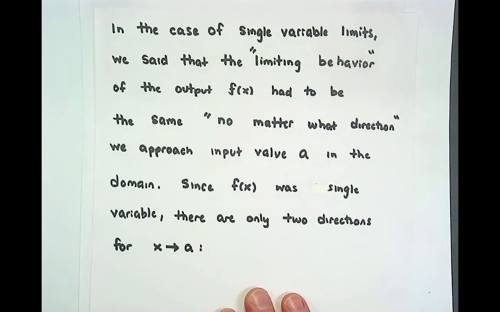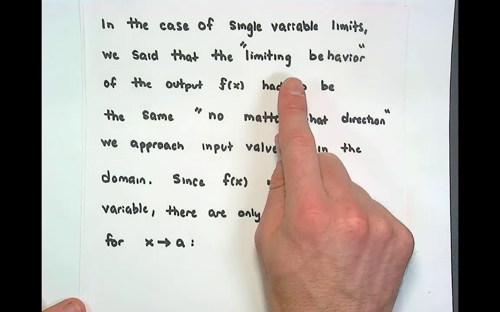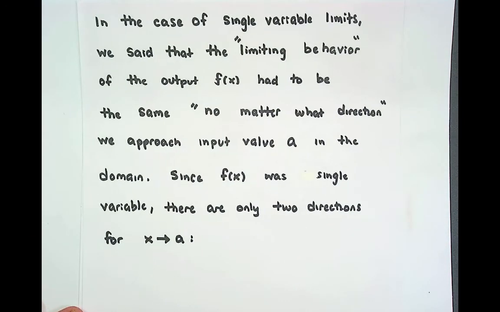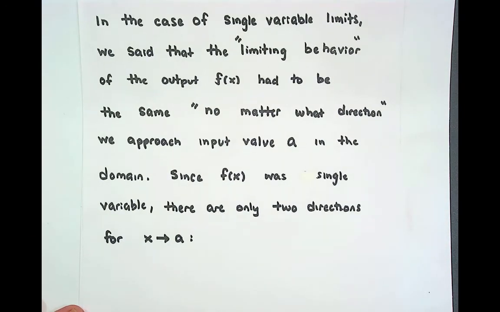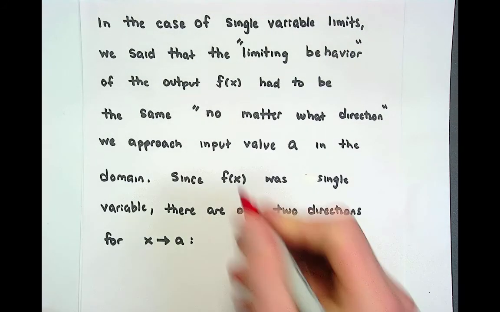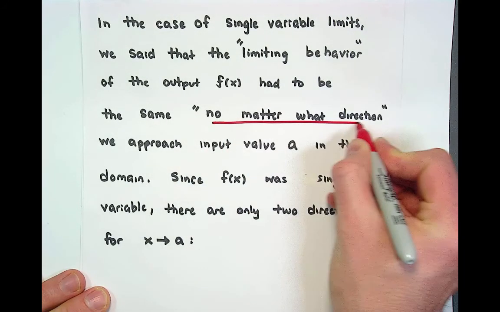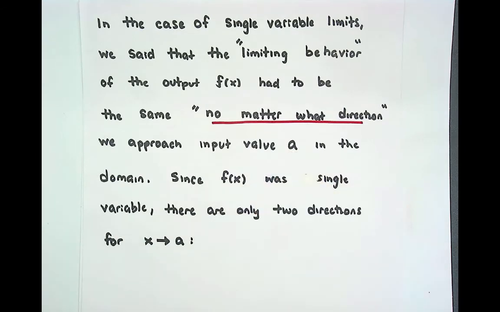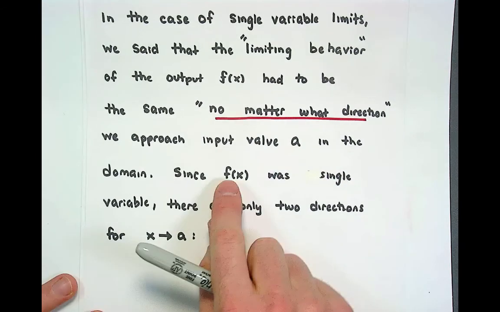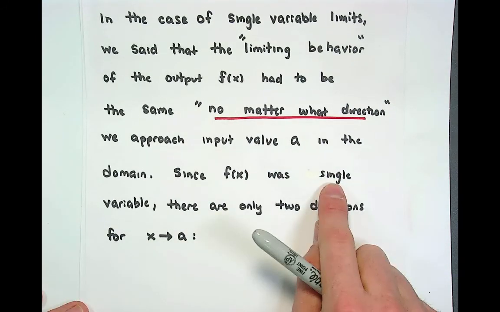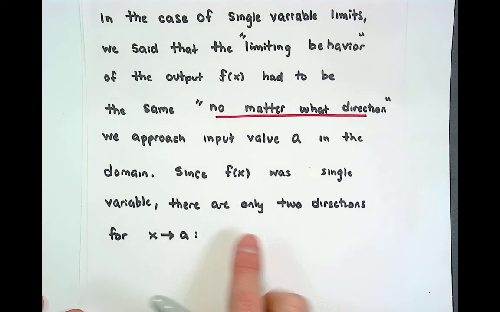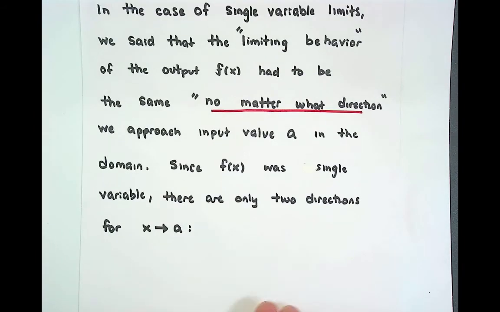In the case of single variable calculus, we said that the limiting behavior of the output of f of x had to be the same no matter what direction we approach our input value a in the domain. Because f of x is a single variable function in ordinary calculus, there are only two directions to consider. There's only two paths from which we can approach a.